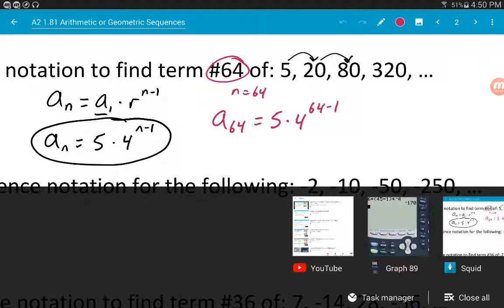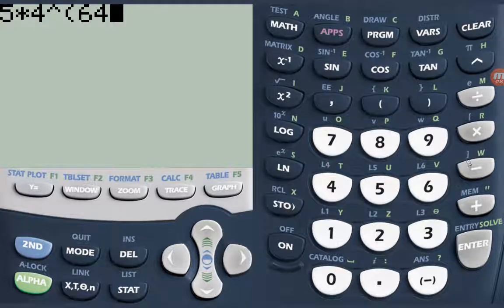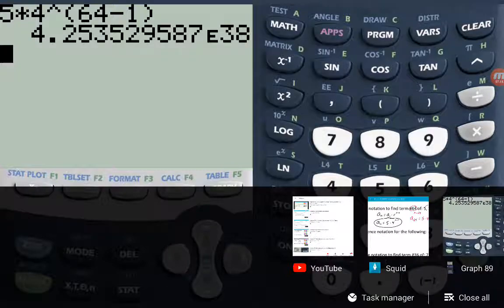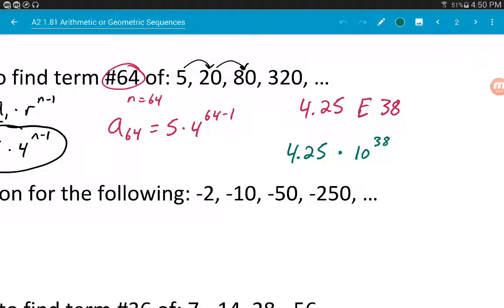I'll take that into my calculator. 5 times 4 raised to the 64 minus 1 power. Enter. 4.25 E38. So 4.25 E38. That's what the calculator said. The technical answer is 4.25 times 10 to the 38th power.